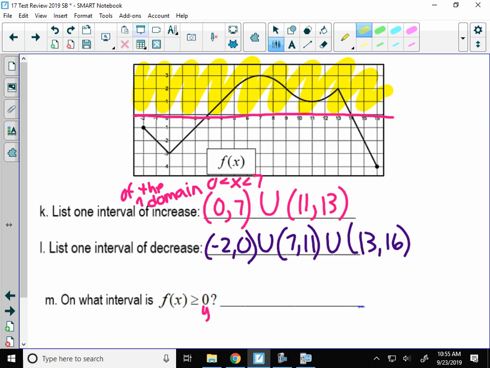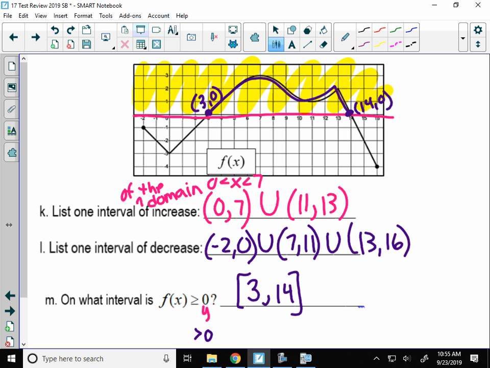So greater than or equal to, this is where symbols matter. I start at 3. Now, because I'm equal to 0 at x equals 3, I need a bracket there. And I'm greater than 0 all the way until I get to 14, where again I'm also equal to 0. If this were to have just said greater than 0, then I would have had to use parentheses for this interval. But since I did greater than or equal to, I'm using the square brackets.